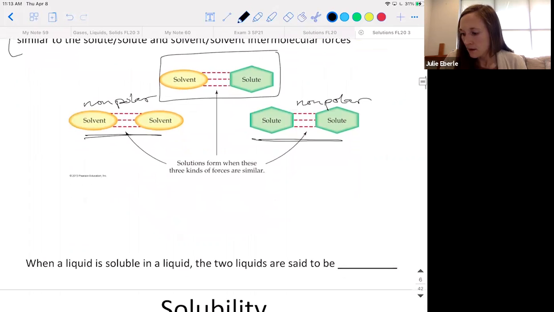And then down here, when a liquid is soluble in another liquid, two liquids, so you have a solution of liquids, we say those liquids are miscible. So going back to our whole salad dressing debate, vinegar and oil are immiscible liquids. They don't mix, okay? Vinegar and water are miscible liquids. They do mix, all right?